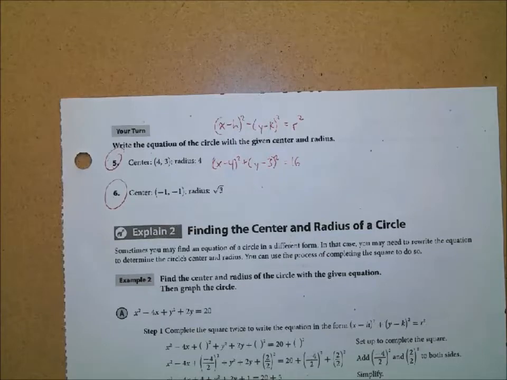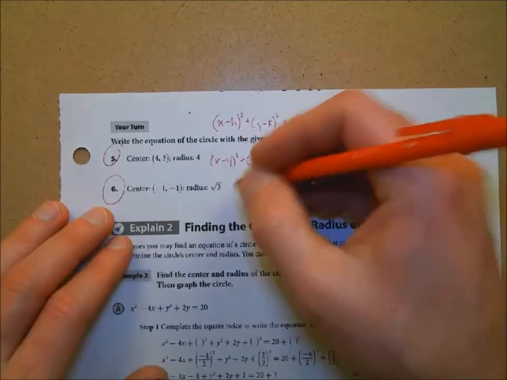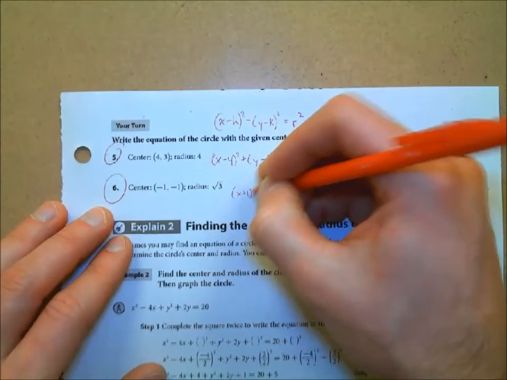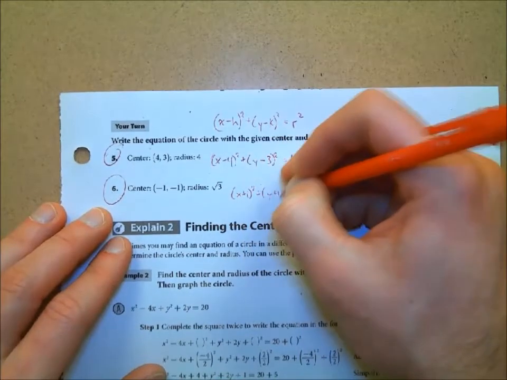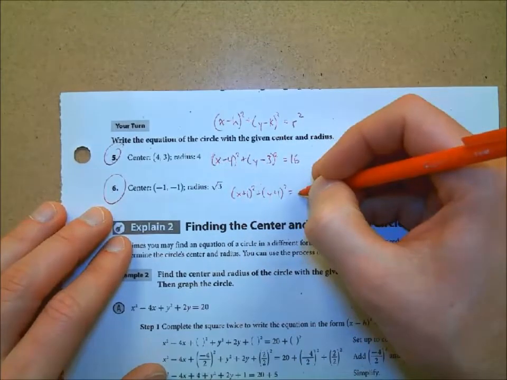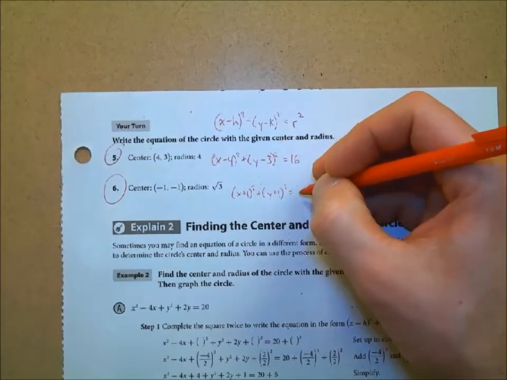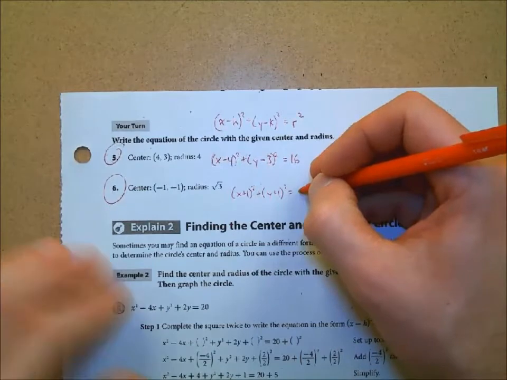Good. All right. And then let's go to, oh, Jenny, your number's up again here. How about number 6 there, Jenny? What'd you get? I said that (x+1)² + (y+1)² equals, sorry? The square root of 3 squared. And what happens when you square a square root? 3. Just 3. Very good.